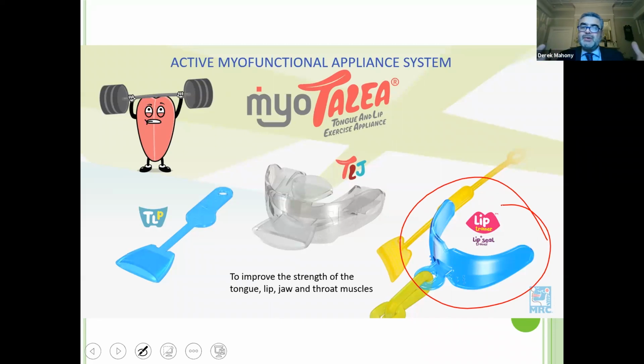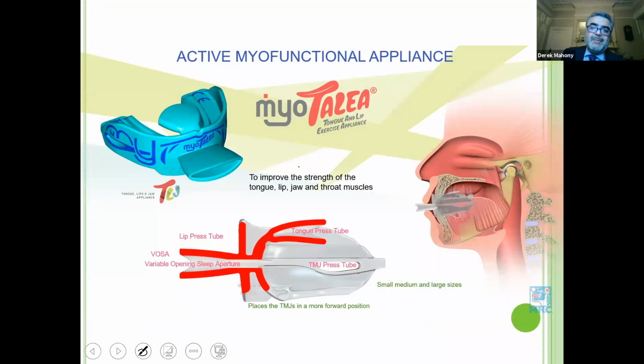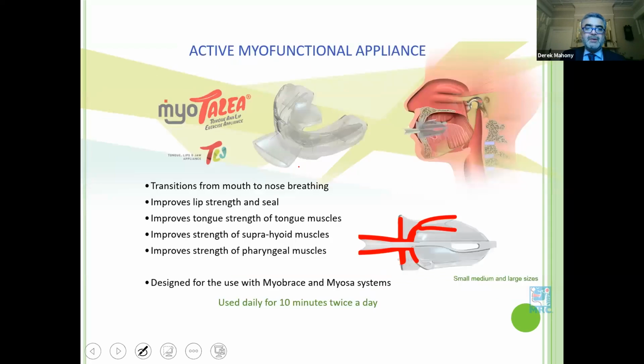So in other words, you used to get two kids, you put two buttons, tied them with string, both kids put the buttons in their mouth, they have to try and pull to get it out of the mouth. That strengthened their lip. This is doing the same. Then we have this thing here where the tongue sits up on the palate. And then we also have the strengthening of the jaw and the throat muscles. So this is what I use. It's called a myotalia. And I think I have a little video to show you.